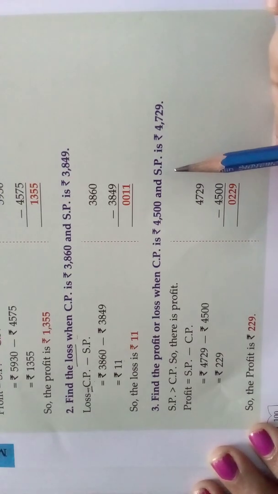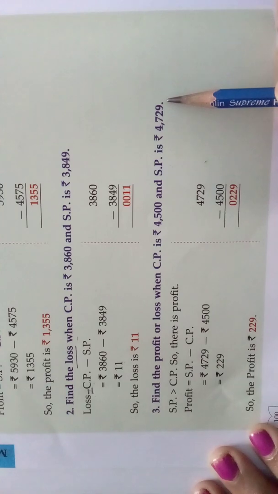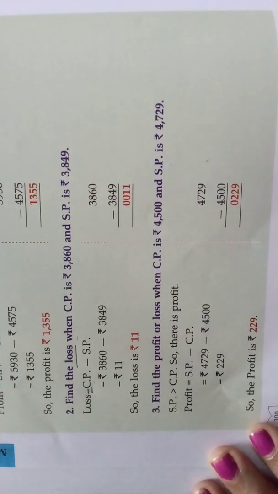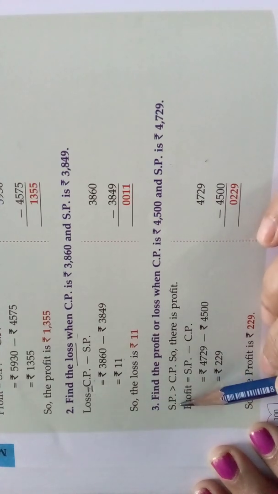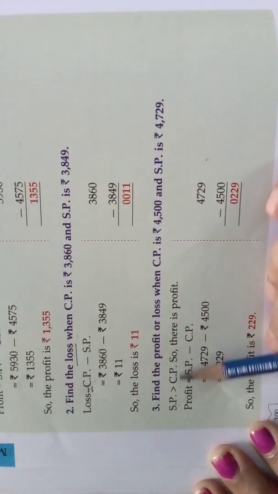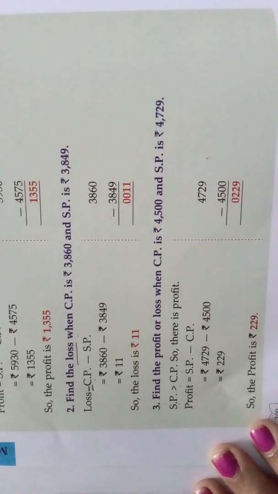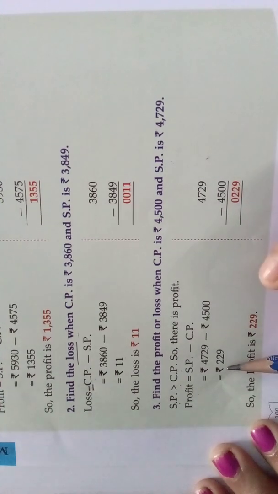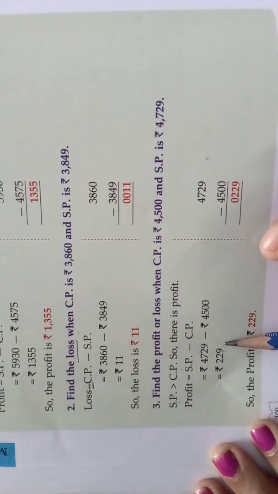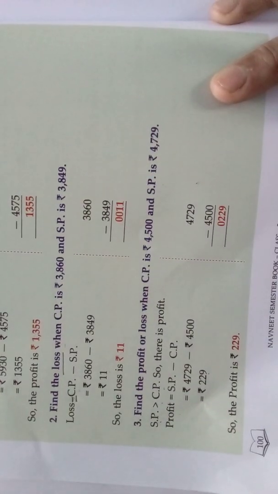Selling price is 4,729. So, he sold it for a greater amount only, no. That is why we can observe that selling price is greater than cost price. So, it is a profit. Profit, we know, is selling price minus cost price, that is 229 is the profit for the shopkeeper. Understood, children?